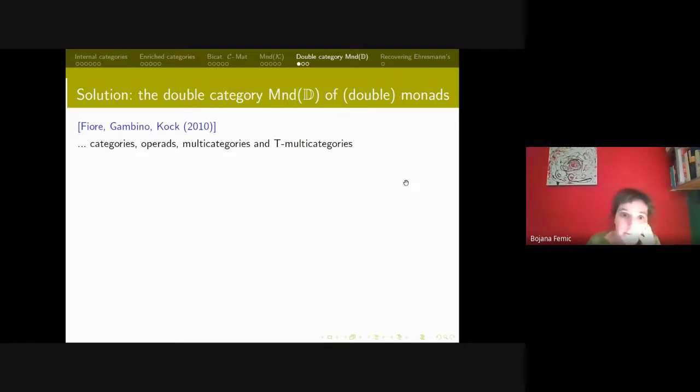arguments of other researchers. So they say the following: categories, operads, multicategories, and two-multicategories. Okay, the three last, you possibly don't know what they are, but they are all categorical structures. Well, all these can be seen as monads in appropriate bicategories. So monads, or two monads, or pseudo-monads, call it as you want.